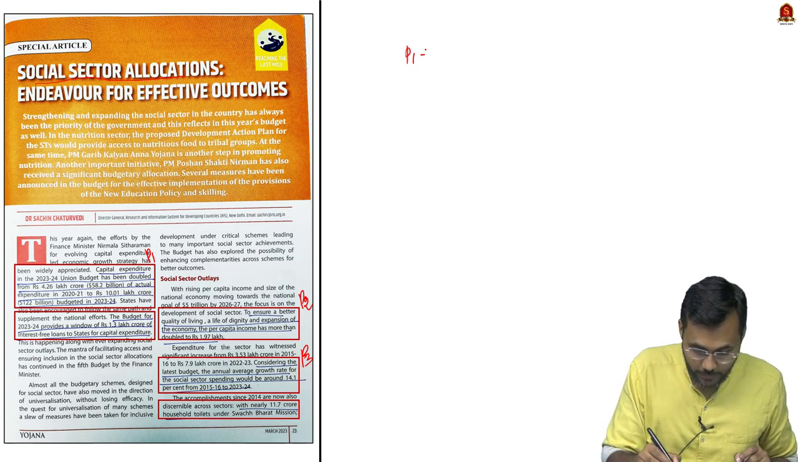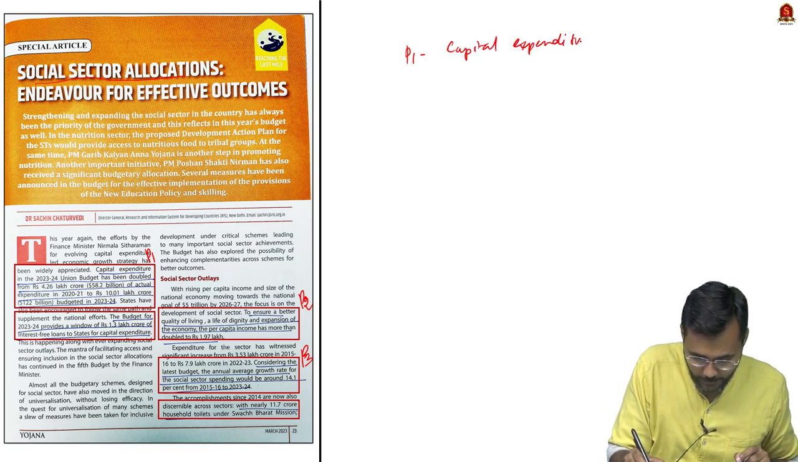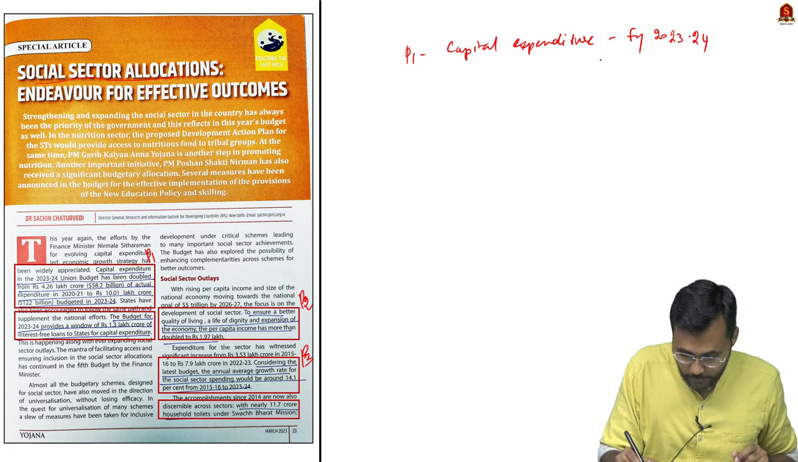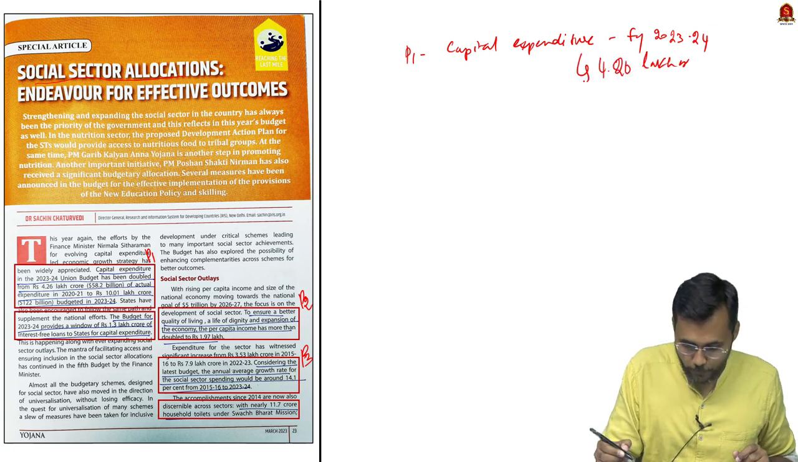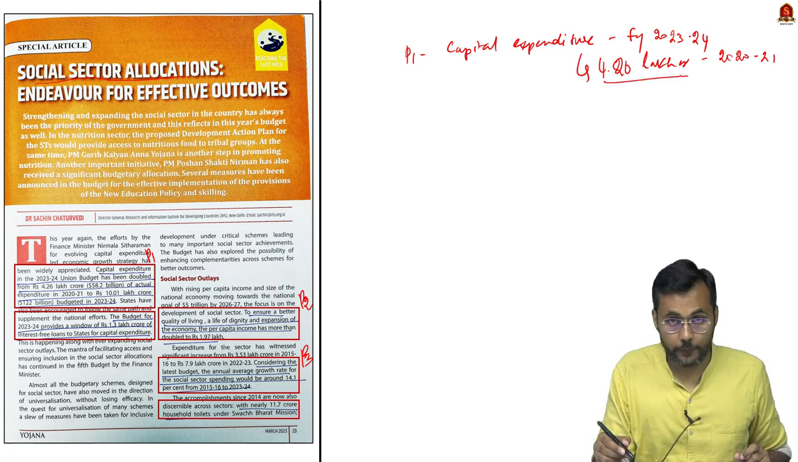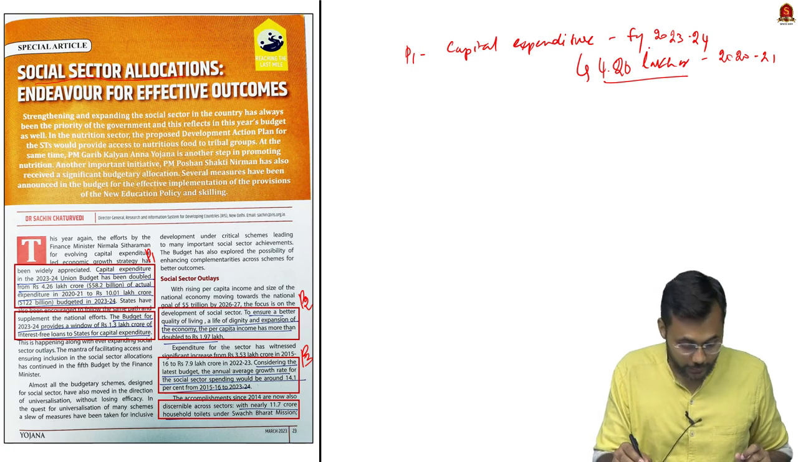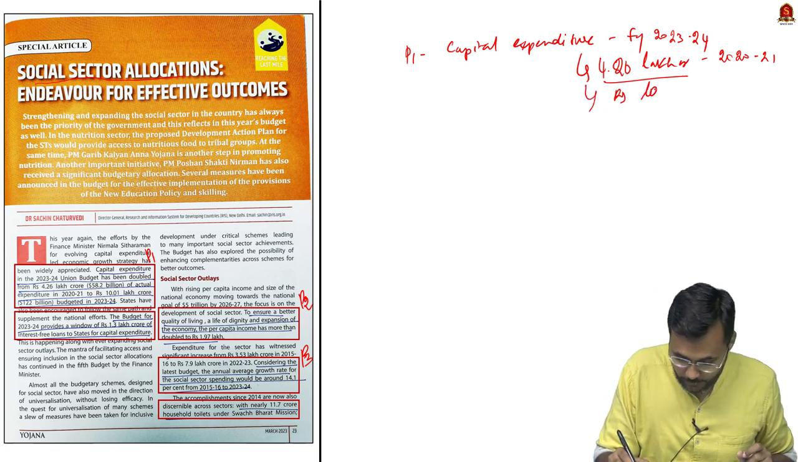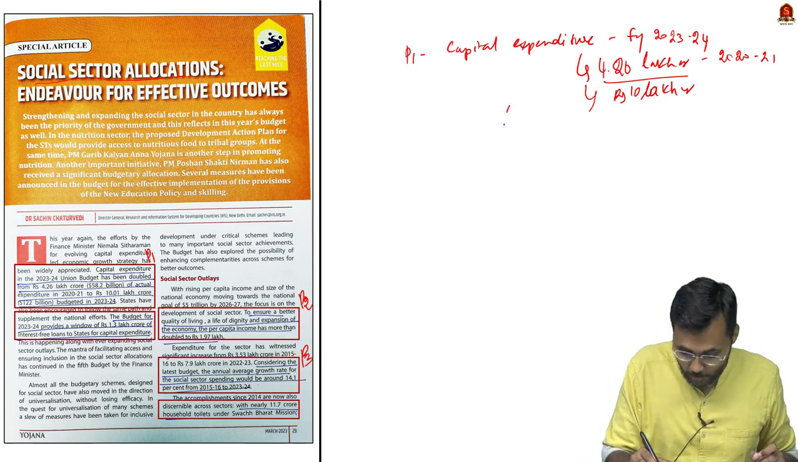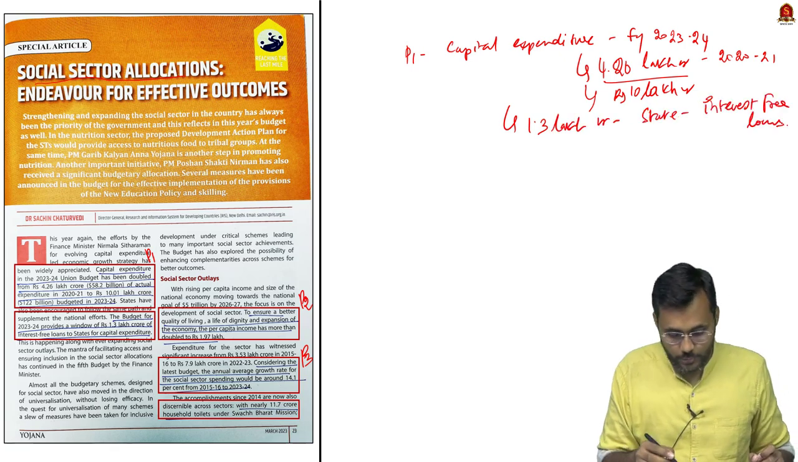So in capital expenditure, and we already saw what capital expenditure is. In this budget for financial year 2023-24, from very close to 4.26 lakh crore, that was the capital expenditure for the financial year 2020 and 2021. Right now in this, it has increased to rupees 10 lakh crore. This clearly shows that a lot of money is allocated by the government for capital expenditures. And in this, 1.3 lakh crore is allocated for states as interest free loans. So this is given in paragraph one.